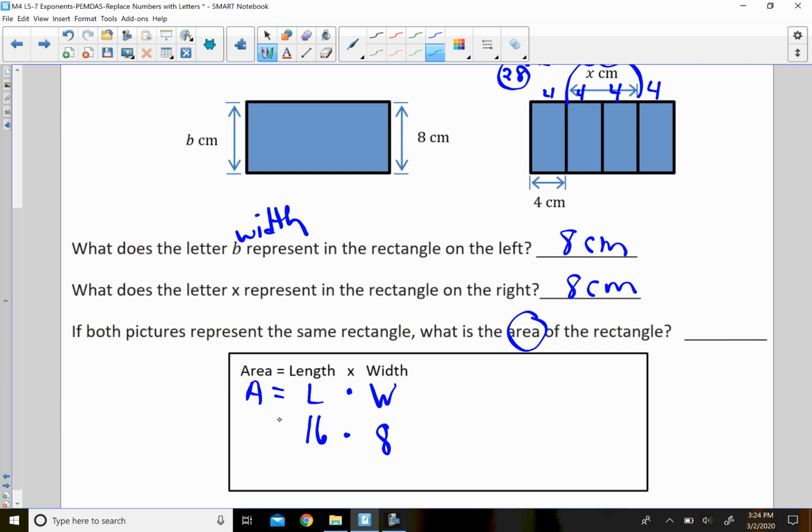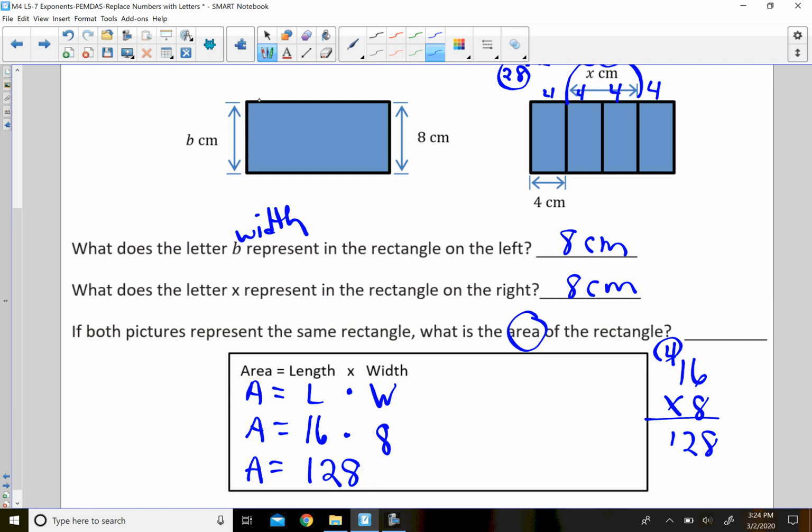So the area is equal to, the area is still unknown. That's what I have to find. To find the area for this rectangle, it's 16 times 8. I'm going to do some math on the side here. 8 times 6 is 48. 8 times 1 is 8. 4 more will be 12. So the area is 128.